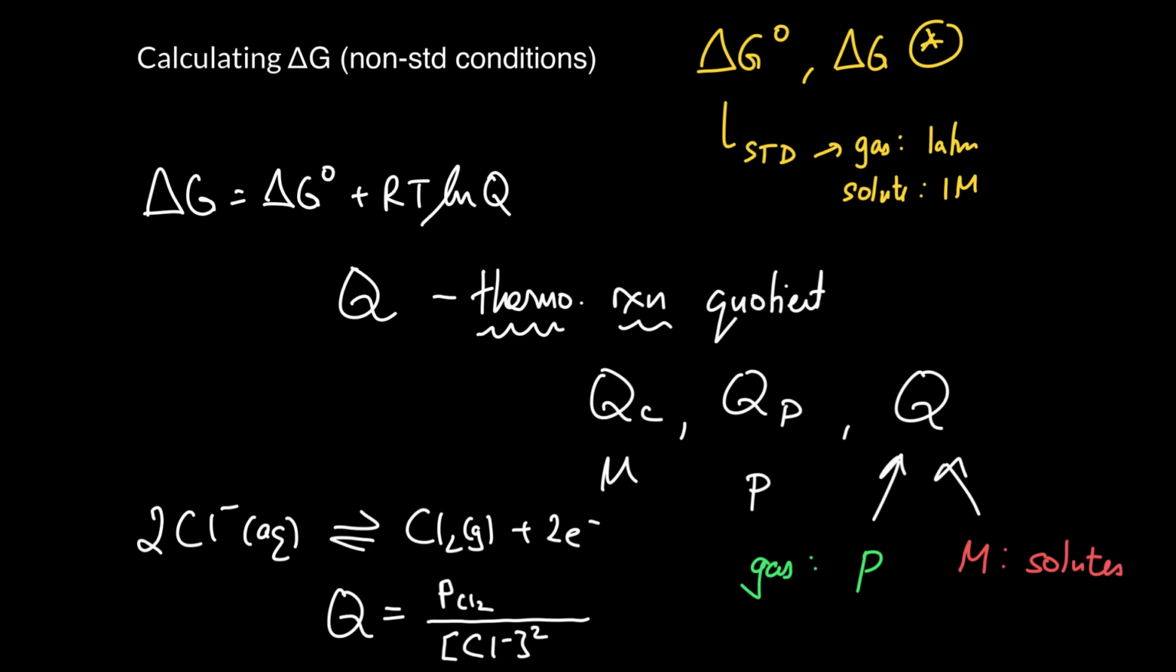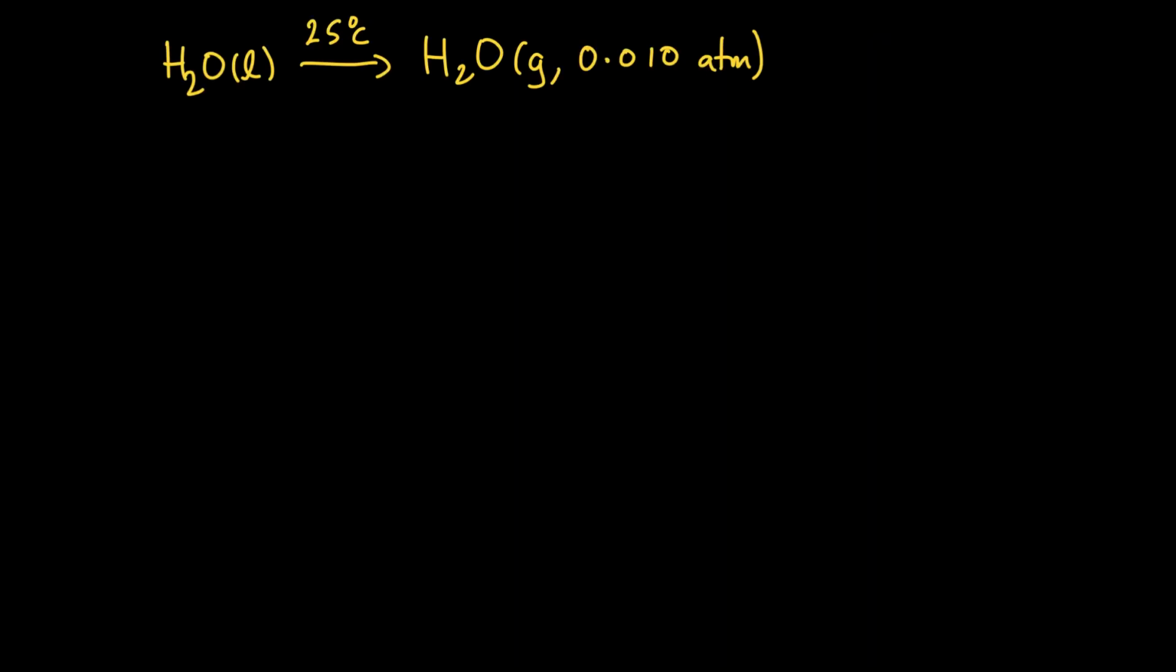So let's go to our water evaporating now and see if we can predict whether water will evaporate at room temperature to a vapor pressure of, say, 0.01 atmospheres. So what we're going to do is calculate delta G for this reaction here. Since we're not under standard conditions, we're not allowed to write that little standard symbol there. How do you know we're not under standard conditions? Well, we're not under 1 atmosphere of pressure. All right, so we can go ahead and calculate that.